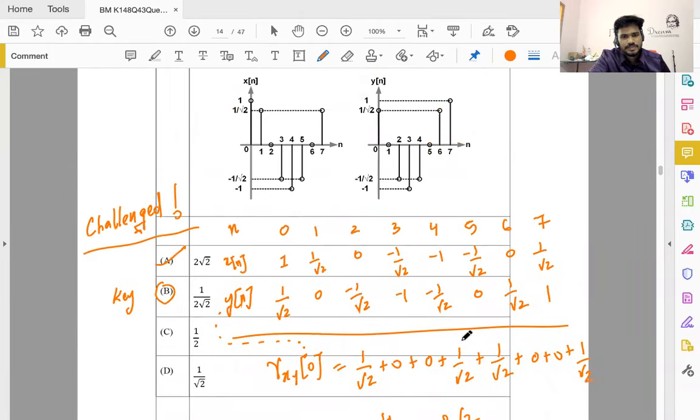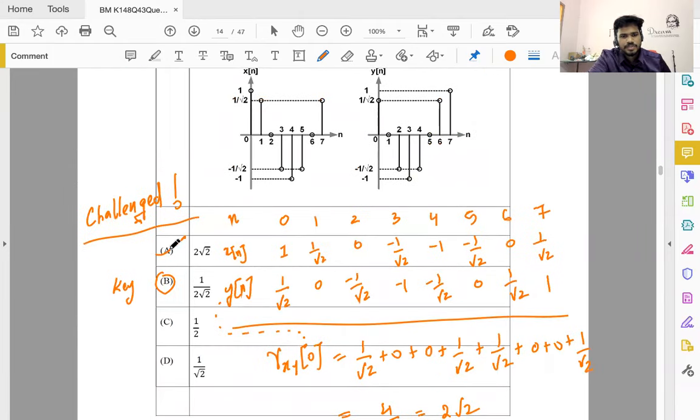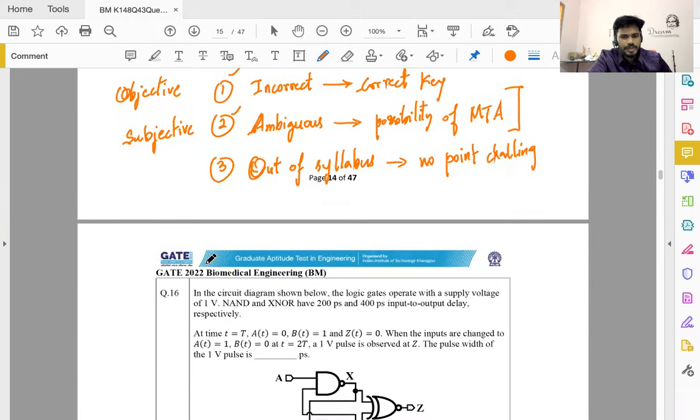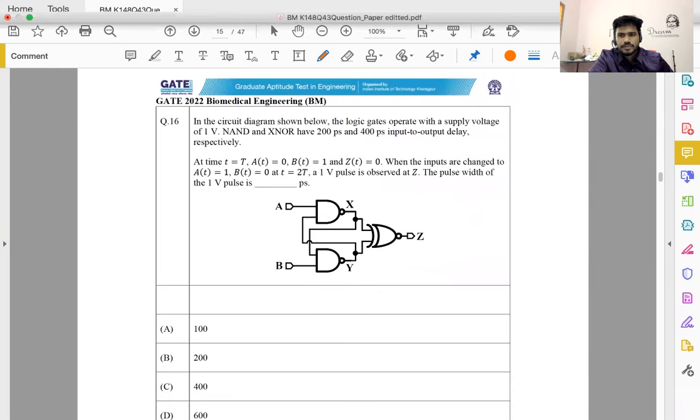So this question should be challenged, and the answer is 2 root 2 according to me, and I think it will be corrected. So let's go to question 16.